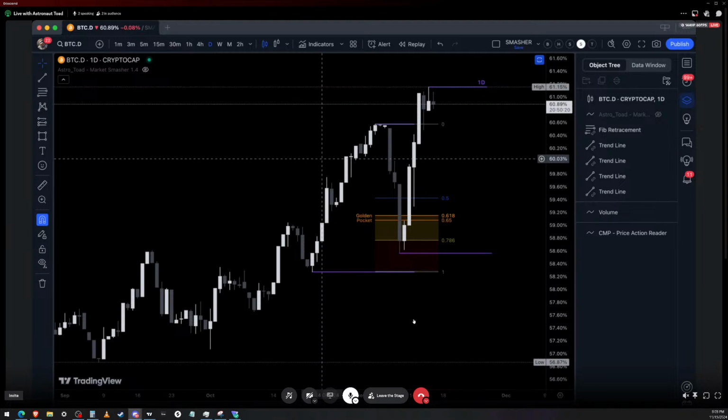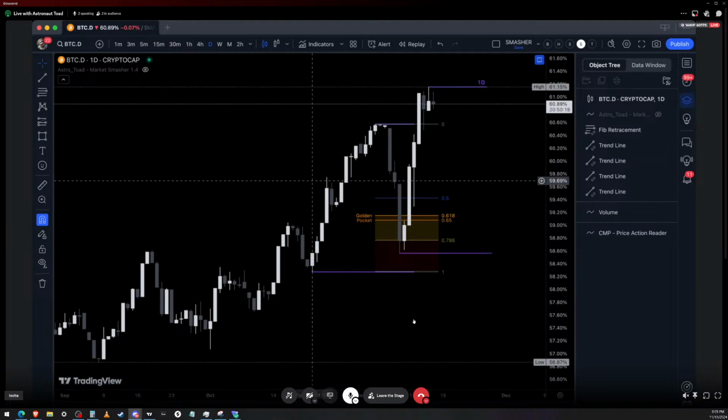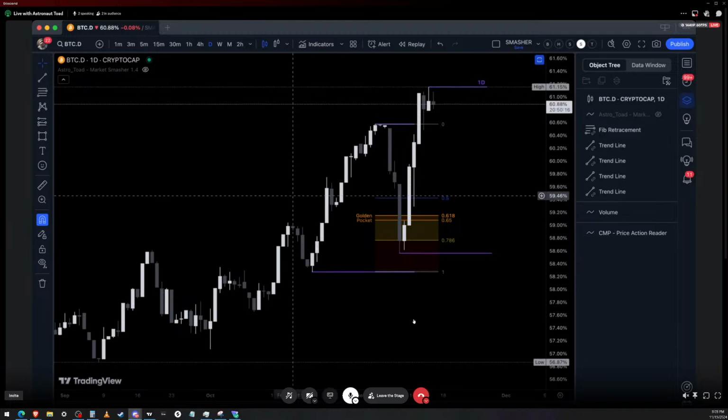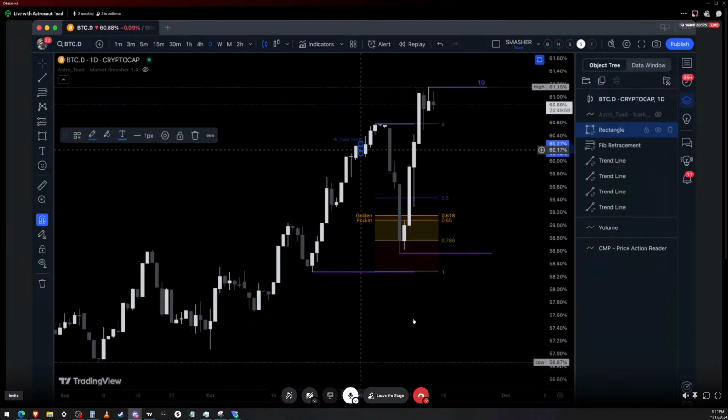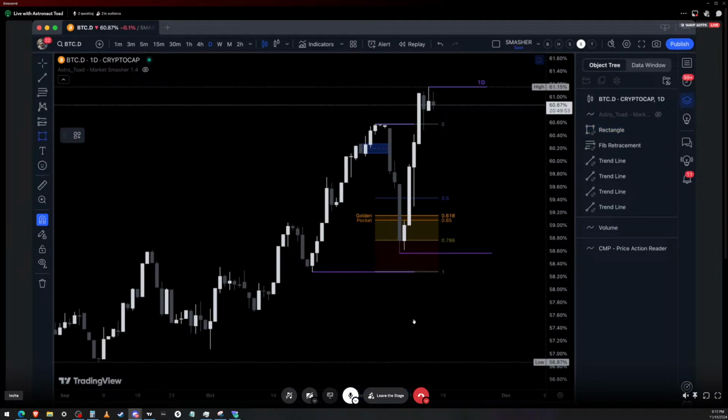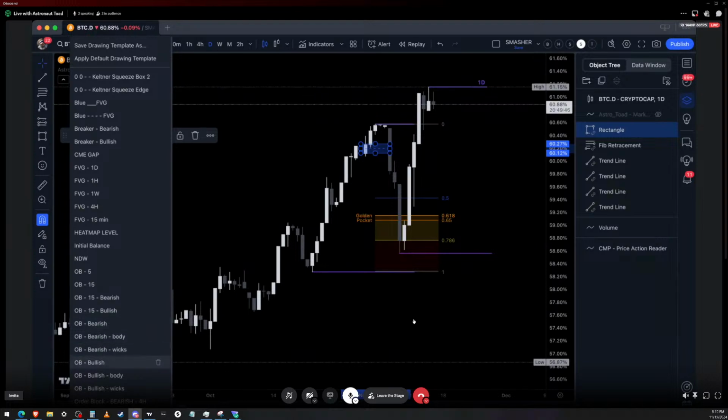That's the last ICT concept that I don't really agree with, and I prefer not to teach it, but you should understand it. And that is that fair value gaps and order blocks and whatnot should be respected. So for example, you can call this an order block because it's counter trend, but price just slices right through it. Okay, this is an order block.